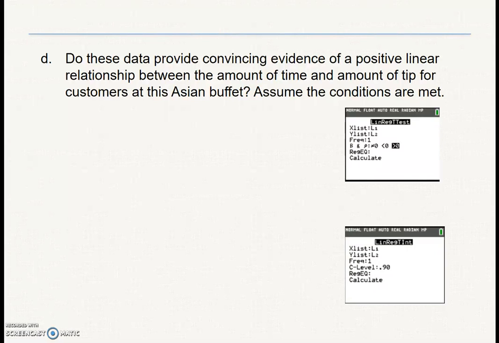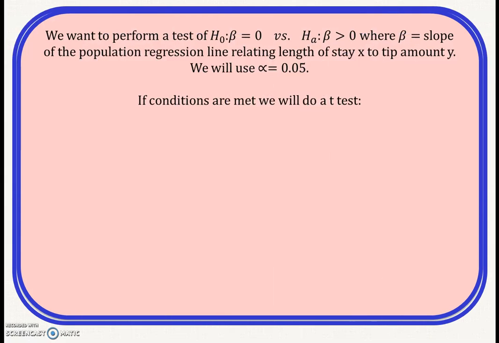Okay, so looking at Part D where we left off, it says, do these data provide convincing evidence of a positive linear relationship between the amount of time and the amount of tip for customers at this Asian buffet? So, I know it says assumed conditions are met, but we're going to go through that whole process.